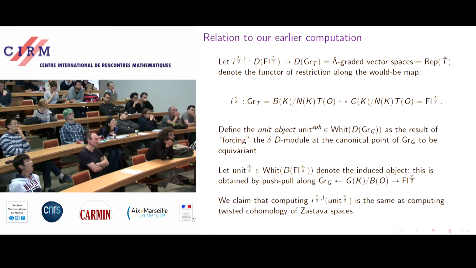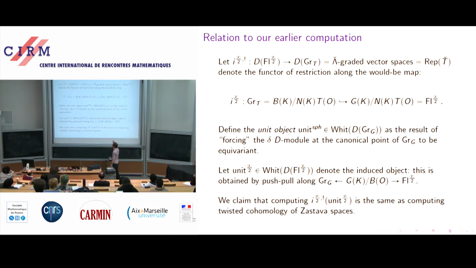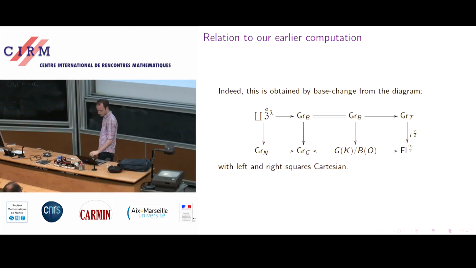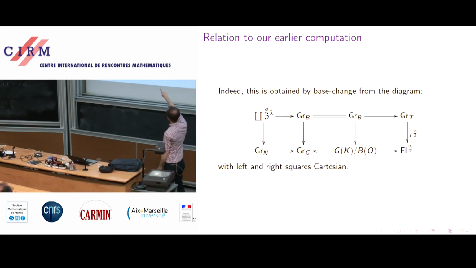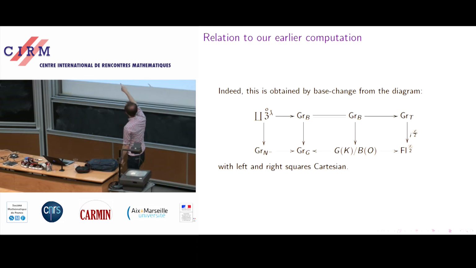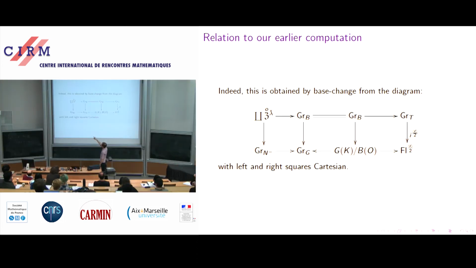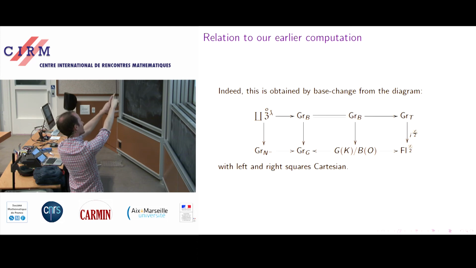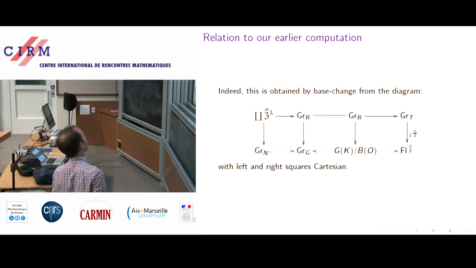So first of all, I claim that computing the semi-infinite restriction of this unit object is the same as the computation we did before. Here we're in this wild world of infinite dimensional geometry, but I claim that this comes down to computing the concrete invariants that we had before. Namely, you start in the bottom left corner with the Whittaker sheaf on ger n minus. You extend to ger g. You pull back to g of k mod b of O. You push forward to the semi-infinite flag variety. And then you pull back to the affine Grassmannian for t. So you go down the lower leg and then up to the top.